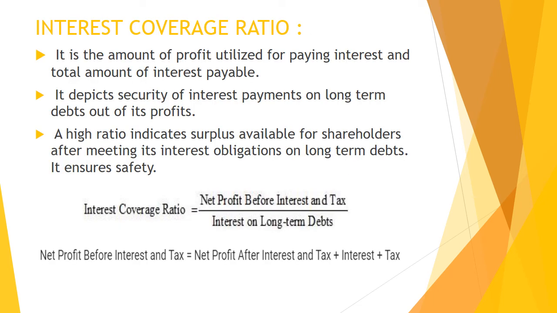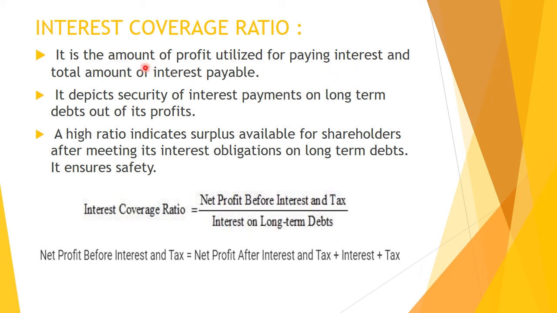Now the interest coverage ratio. It is the amount of profit which is utilized for paying interest and the total amount of interest payable. It is not that the businessman borrows from only one lender. He might have many other lenders also. So he should know how much interest is payable for the money which is borrowed. He has to calculate the total amount of interest which he has to pay to all of them, along with the principal amount, and pay that extra amount from his business only.